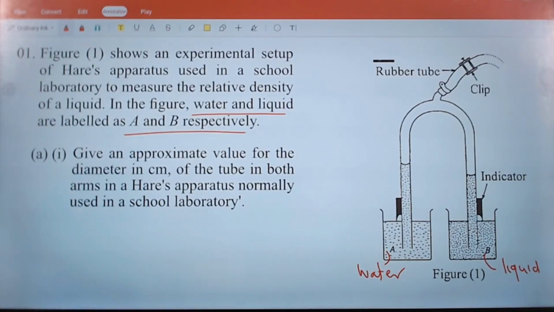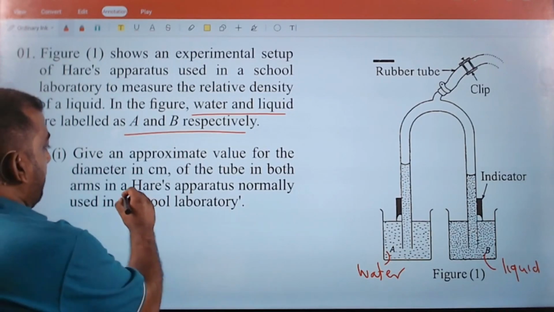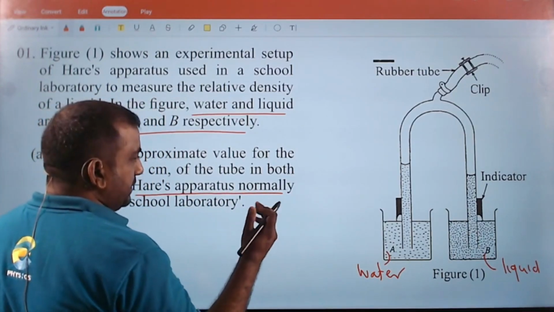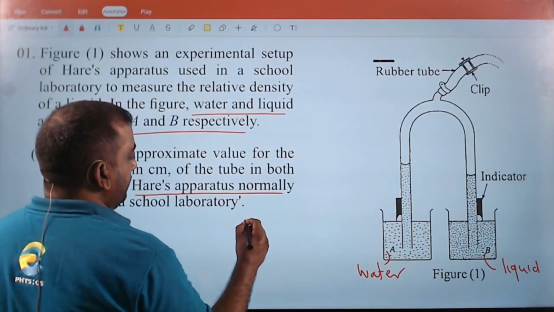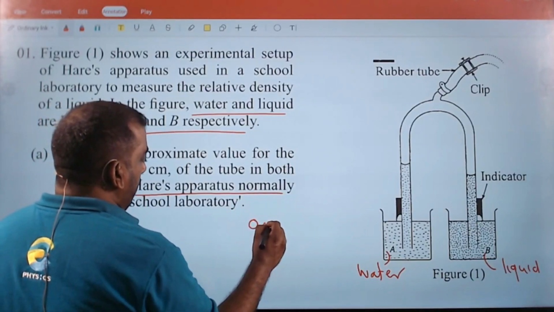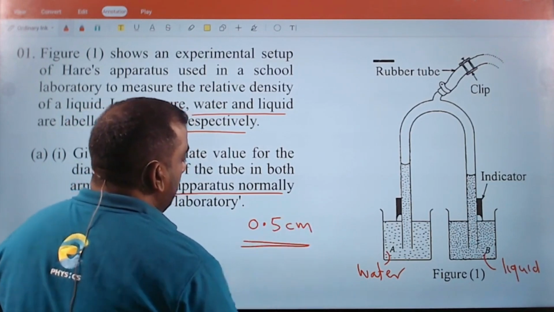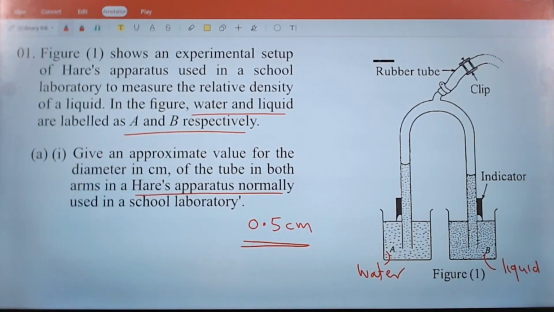of the tube used in Hare's apparatus. Normally, generally around less than 1 centimeter or less. So normally you can say around 0.5 centimeter, that's okay. So the diameter is about 0.5 centimeter, less than 1 centimeter. Otherwise you can't get capillary rise. Okay.